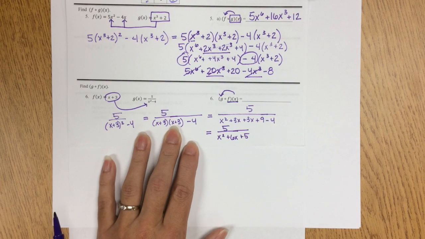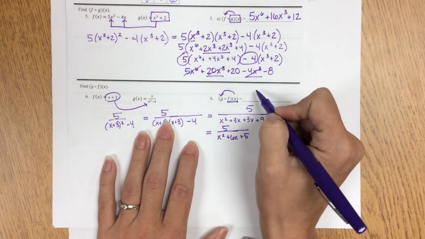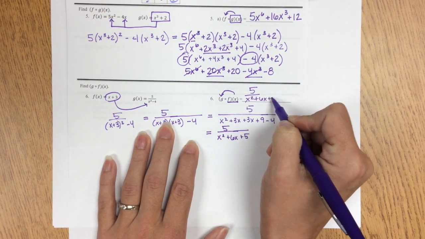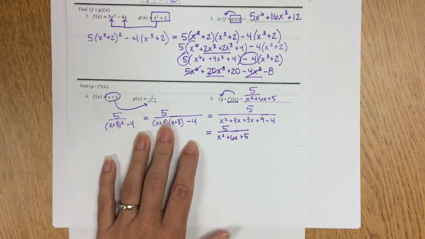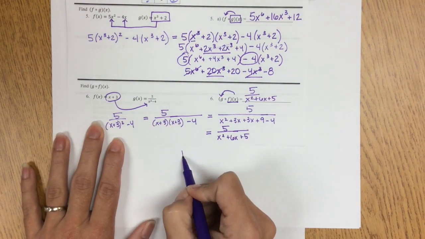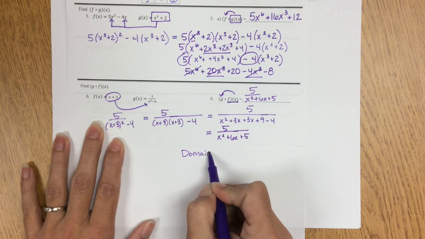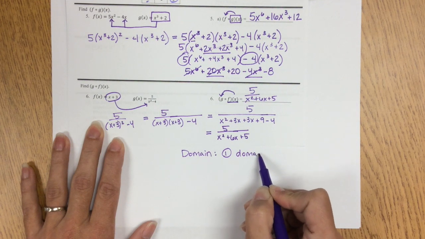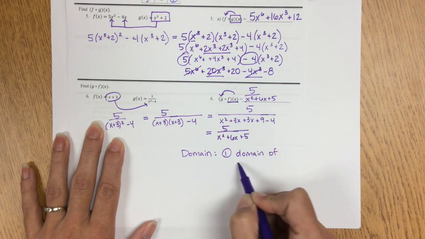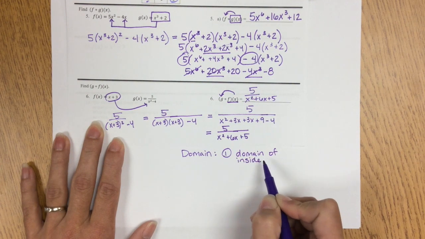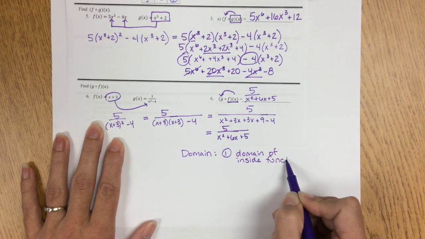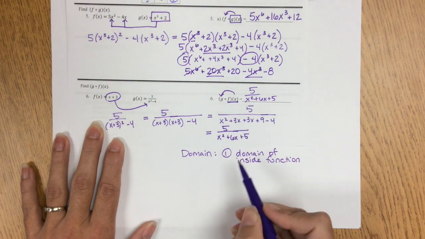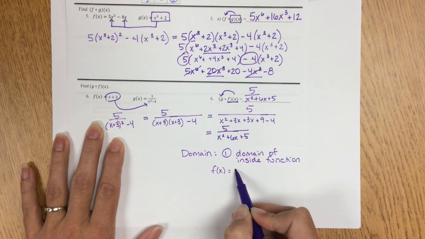All right, can we factor the denominator? This is our answer: 5 over x squared plus 6x plus 5. For the composition, when we find the domain, we need to do two things. First, what is the domain of the inside function? Okay, well, which one is the inside function? On this problem, it is f. So f of x equals x plus 3.